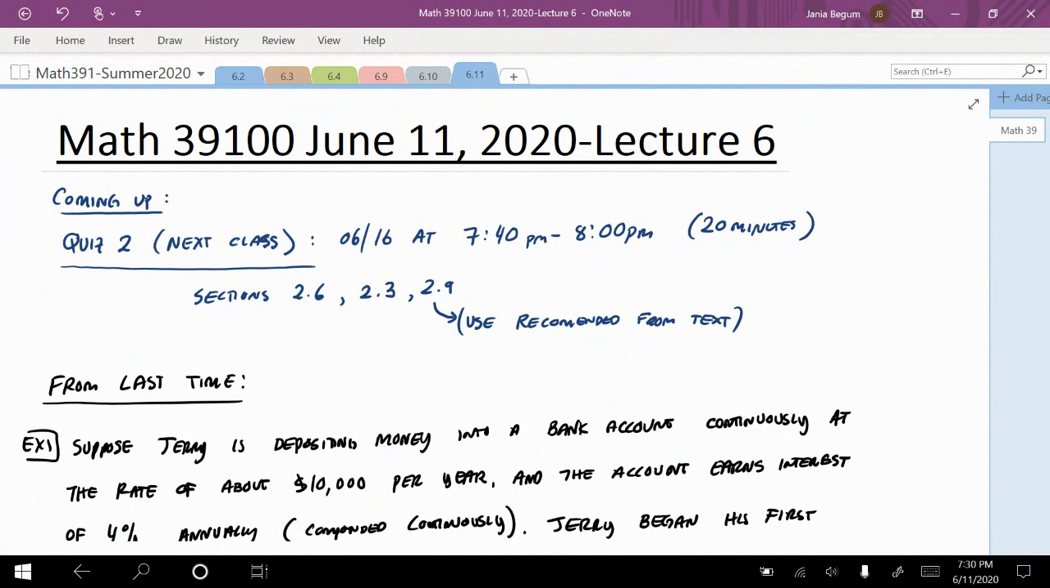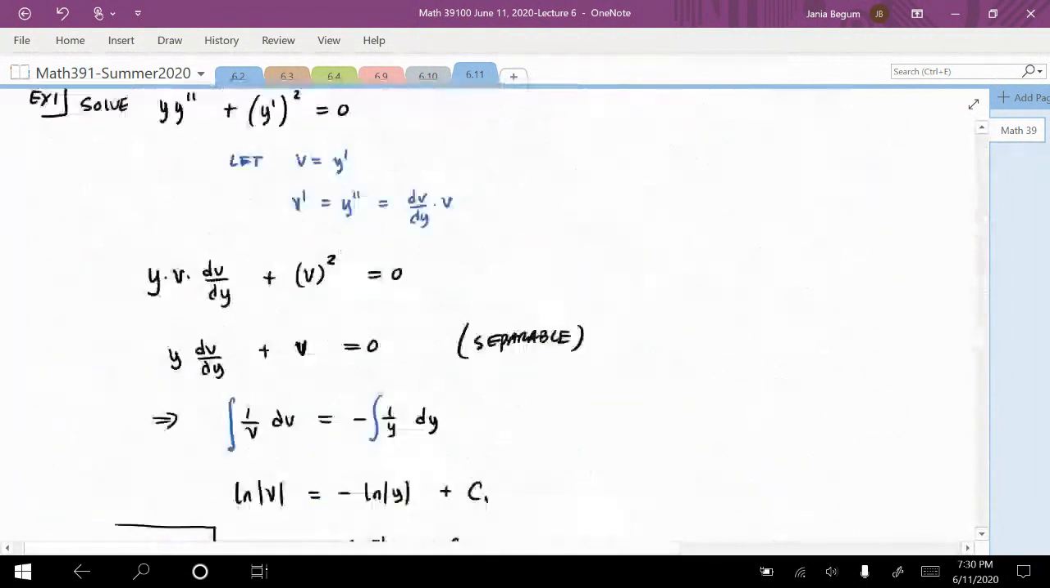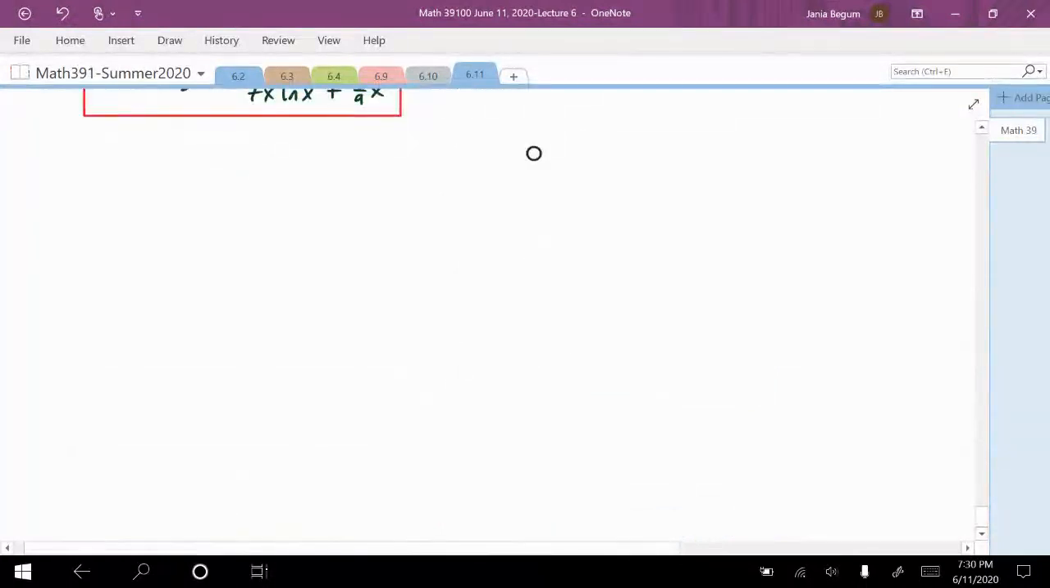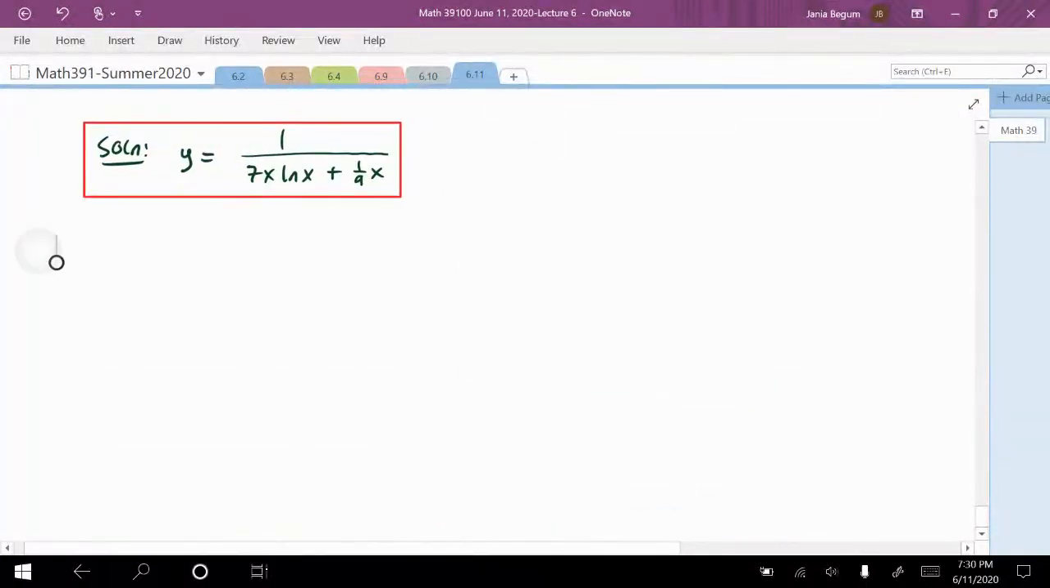So for the next 10 minutes, I am going to start chapter 3, just a brief intro to where we're heading next week. So we finished solving first order. Now we're heading to second order. So we'll be solving second order linear differential equations. So let's start with chapter 3.